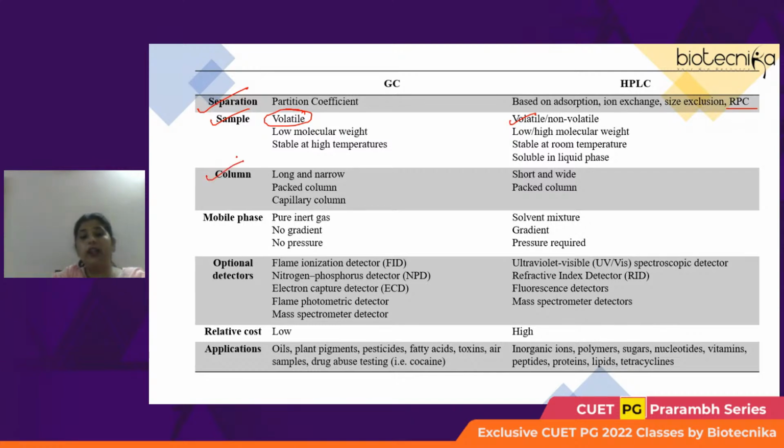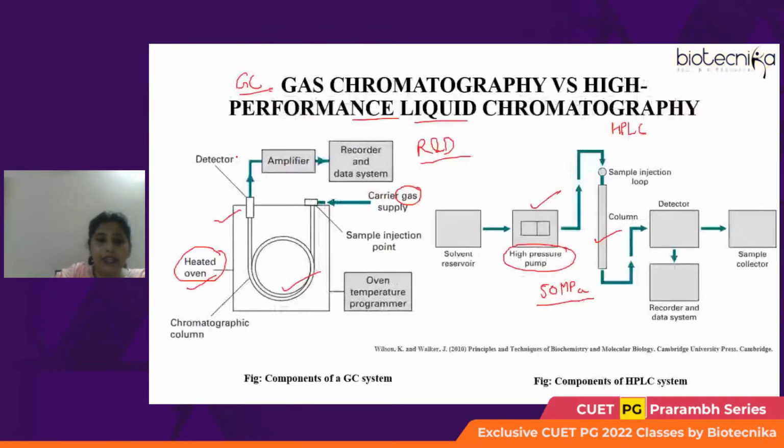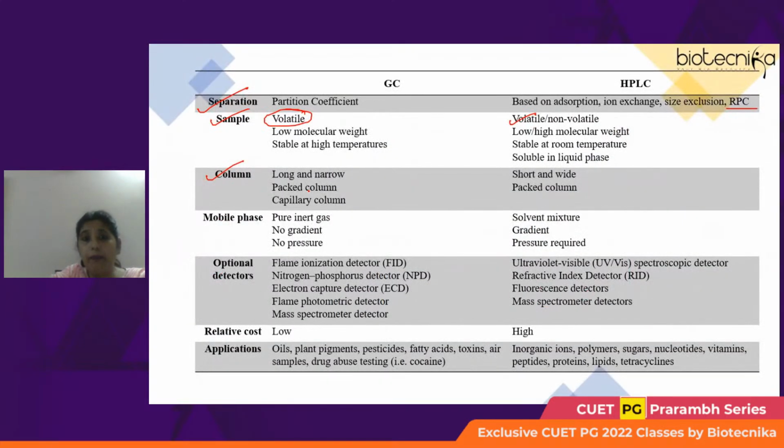But when you compare the column, the column can be long and narrow in gas chromatography. You can see it's very long. It is in coiled form here. And we have two types of columns: the packed column, which is a conventional column, and the capillary column. The packed column is made up of glass or stainless steel, and the capillary column is the open tubular column, and it is made up of high quality fused quartz. Okay, and they differ in terms of their length and diameter.